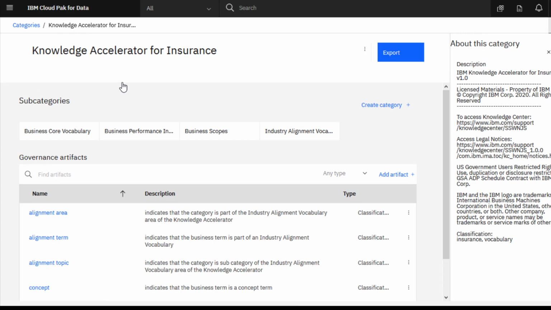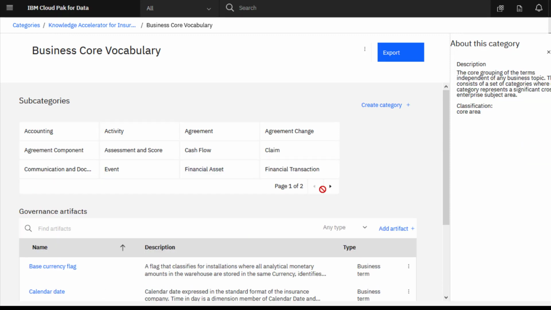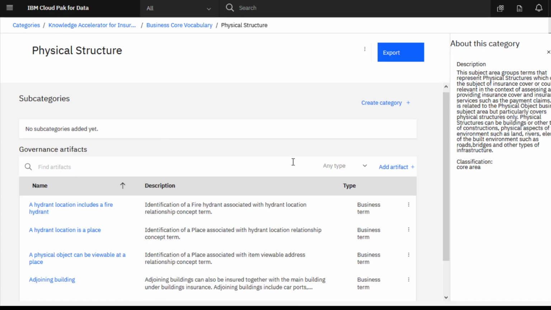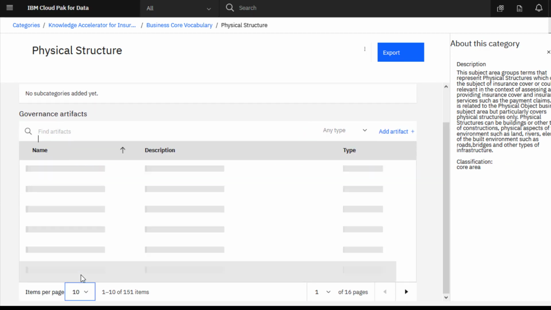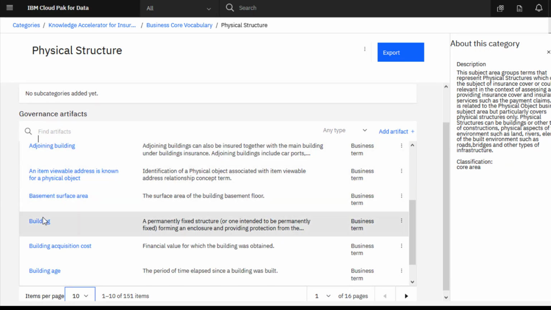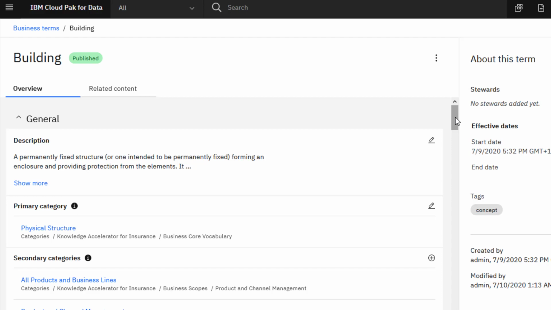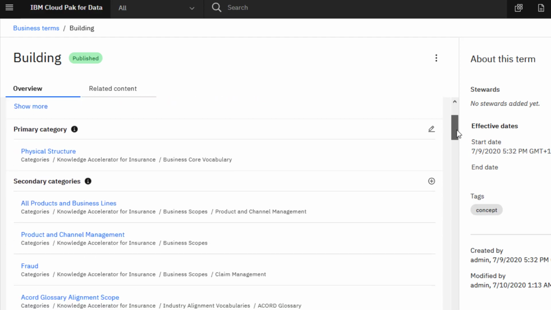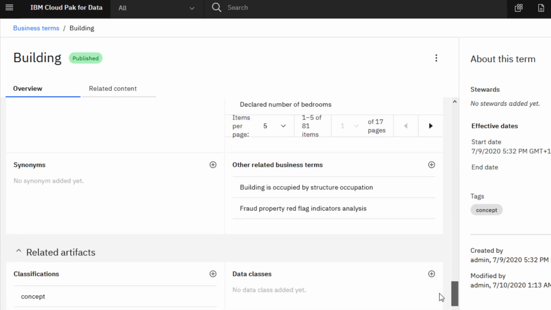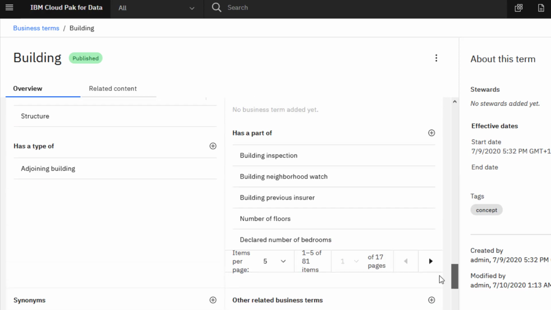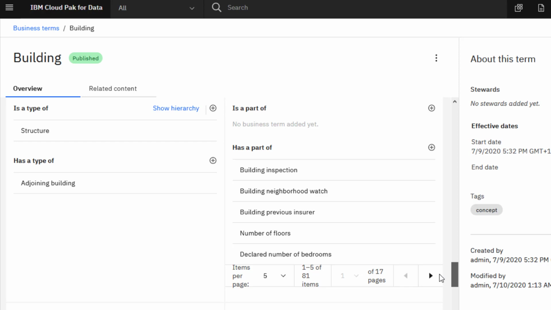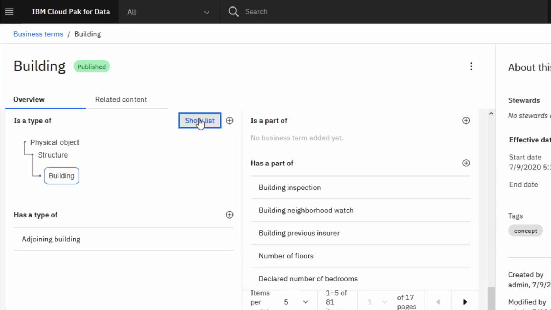Let's go back and take a closer look at one of the business subject areas, physical structure. You can see that many of these business subject areas contain hundreds of terms within them. If we look at the business term building, you can see that it's a concept term. A concept can have property terms associated with it. These describe the characteristics of the concept. They are related to the concept with a has part of relationship. Concepts can also be typed and organized into hierarchies, as in a building is a type of structure.